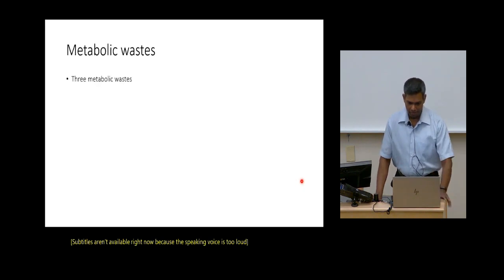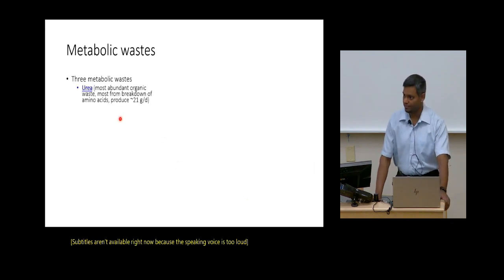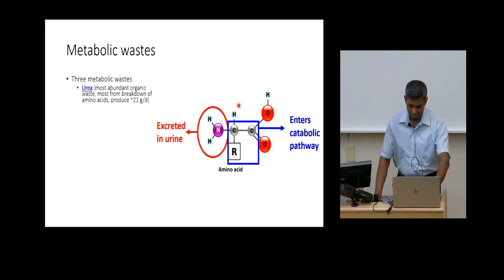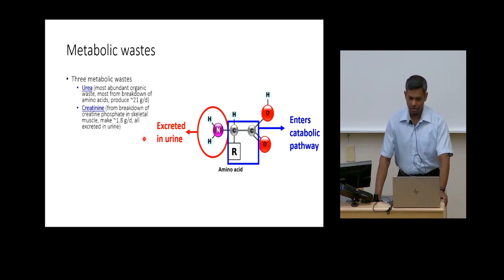Now moving on, we find that there are three types of metabolic wastes we consider. The first one is urea, and this is produced as a result of protein breakdown. The amino group cannot be used by our body, so it is stripped off and excreted in the urine as urea. Now another metabolic waste is creatinine.